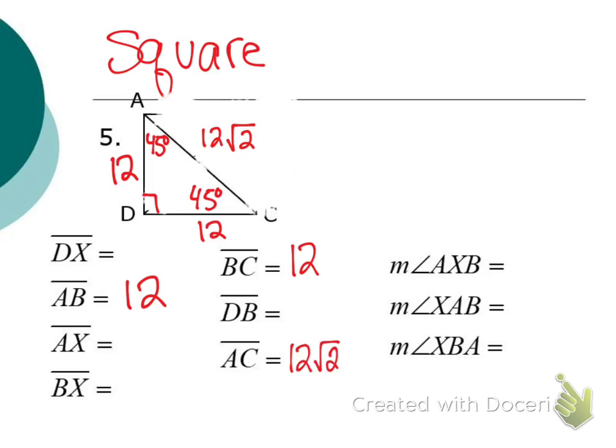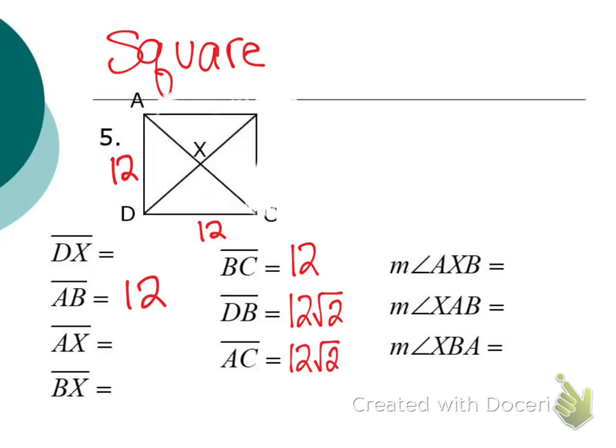So DB is our other diagonal. It also has a length of 12 root 2. So I'm going to bring back our original diagram. Okay. We okay with how we found the diagonals? Now we're looking at pieces of them. All right, now we're left with DX, AX, and BX. Anybody know what's nice about the fact that those are the three that are left?